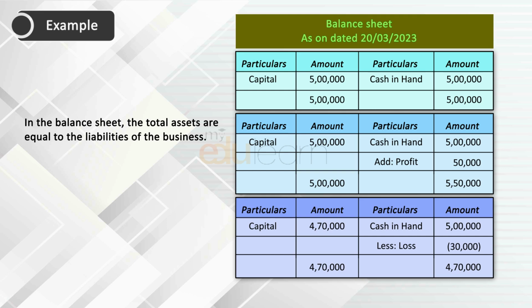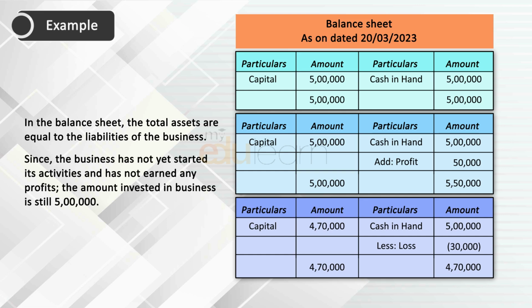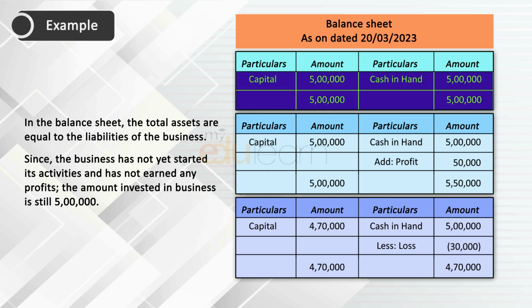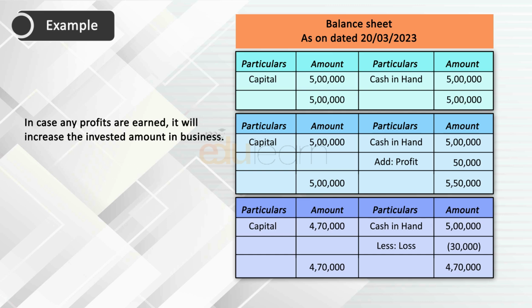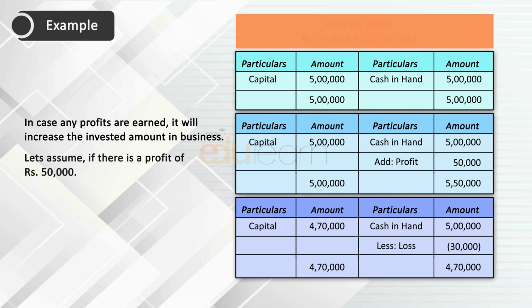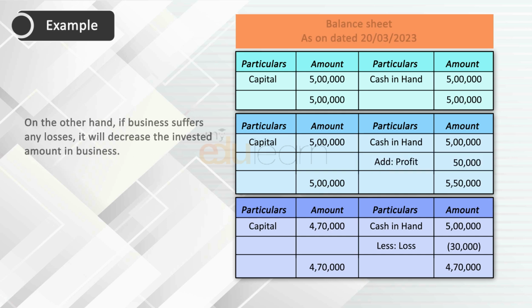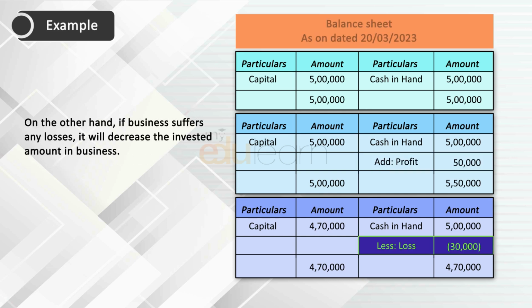In the balance sheet, the total assets are equal to the liabilities of the business. Since the business has not yet started its activities and has not earned any profits, the amount invested in business is still 5 lakh. In case any profits are earned, it will increase the invested amount in business. Let's assume there is a profit of rupees 50,000. On the other hand, if the business suffers any losses, it will decrease the invested amount in business. Let's assume there is a loss of rupees 30,000.